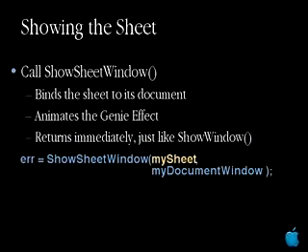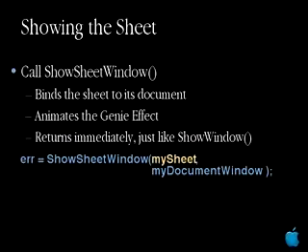So to actually run the Genie effect and show the window, you call show sheet window. This window is just like show window, except it takes an extra parameter, and that parameter is the document window to which it applies. And this API does a couple things. First, it associates the sheet with its document. It'll run the Genie effect, and then it sets up the system to deal with the proper modality of that sheet to just its document.